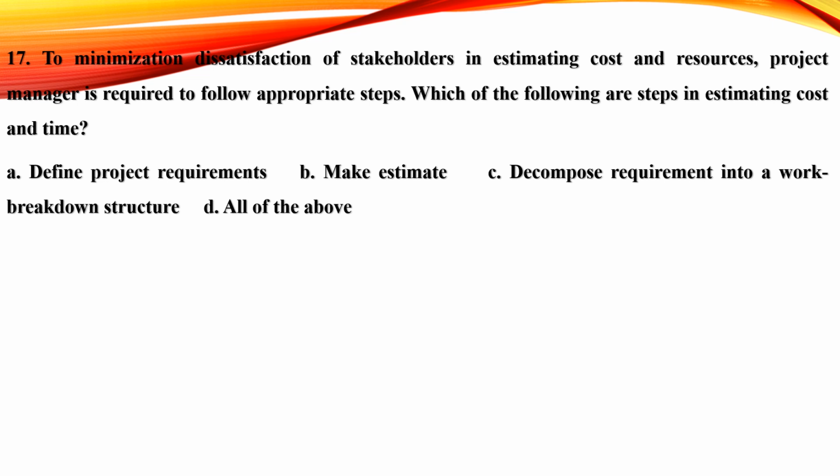Question number 70. To minimize the dissatisfaction of stakeholders in estimating cost and resources, the project manager is required to follow appropriate steps. Which of the following are steps in estimating cost and time? A. Define the project requirement. B. Make estimate. C. Decompose requirement into the work breakdown structure. D. All of the above.